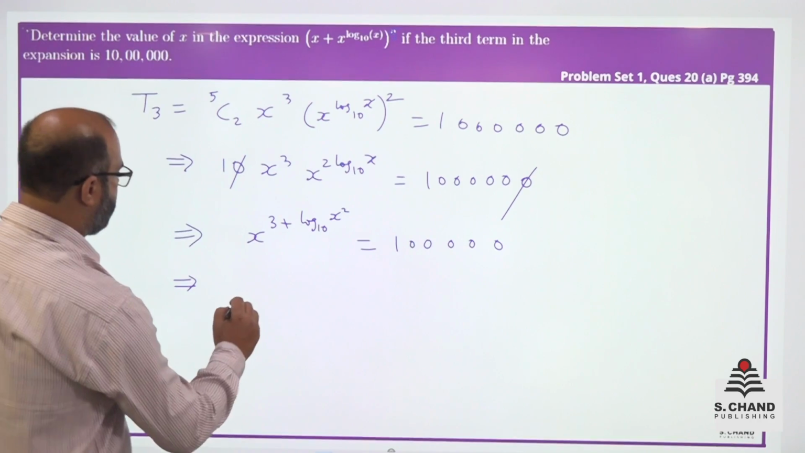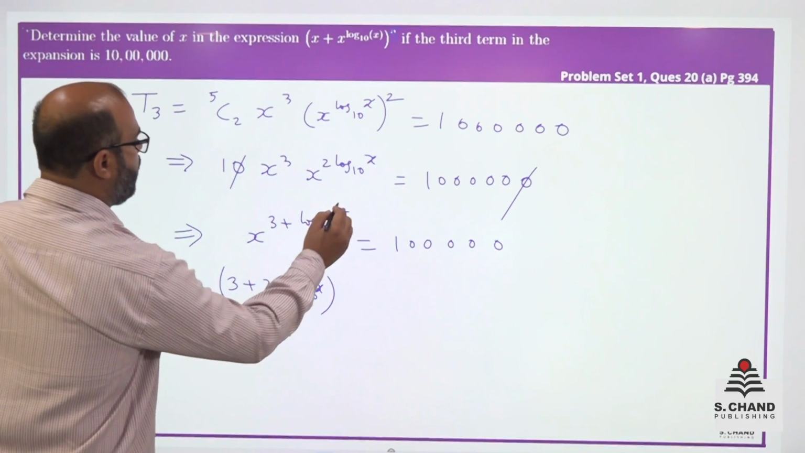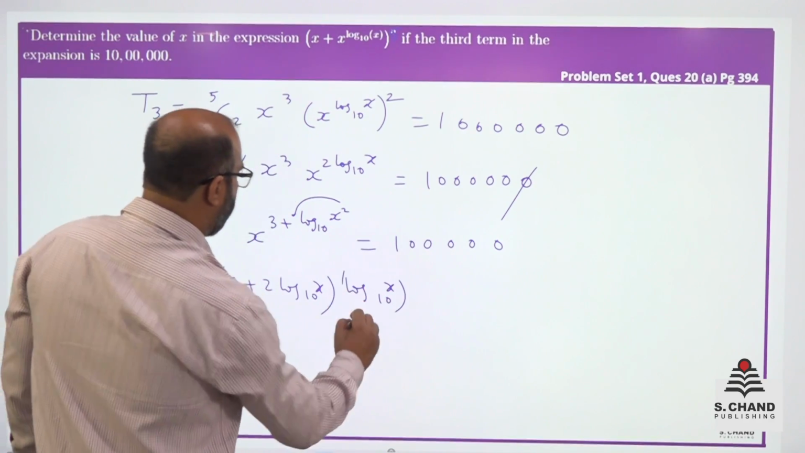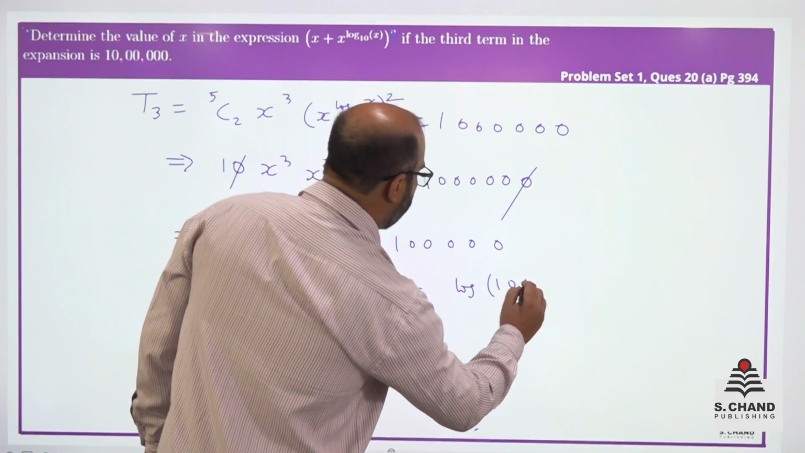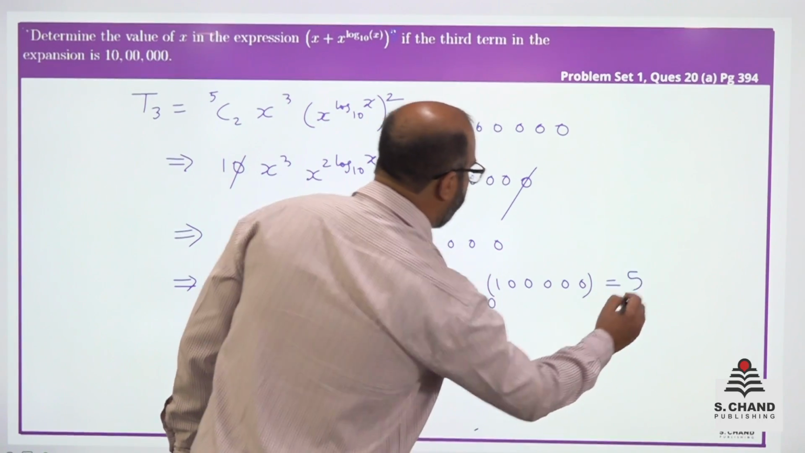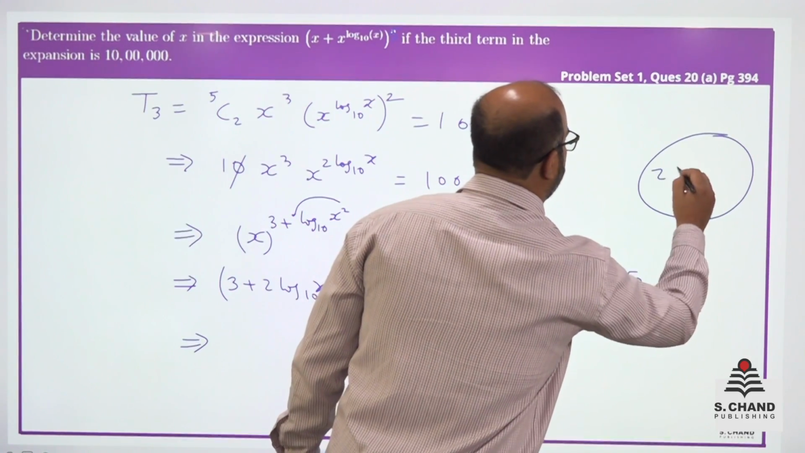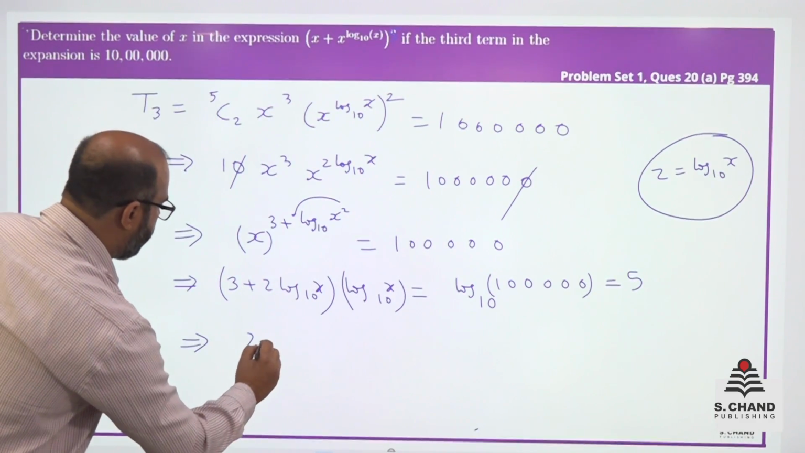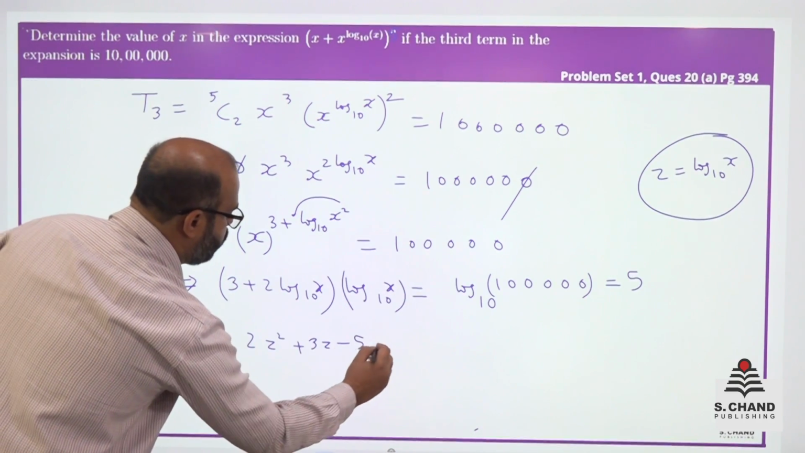This is 10 to the power 5. Let us take log to the base 10. So 3 plus 2 log x to the base 10. I am again taking this 2 in the multiplication. Log x to the base 10 for this x when we take log. And this is log of 10 to the power 5 to the base 10. So this will be 5. So let us take log of x to the base 10 as z. Z is log of x to the base 10. So this is 2z square plus z plus 3z, and from there minus 5 is equal to 0.